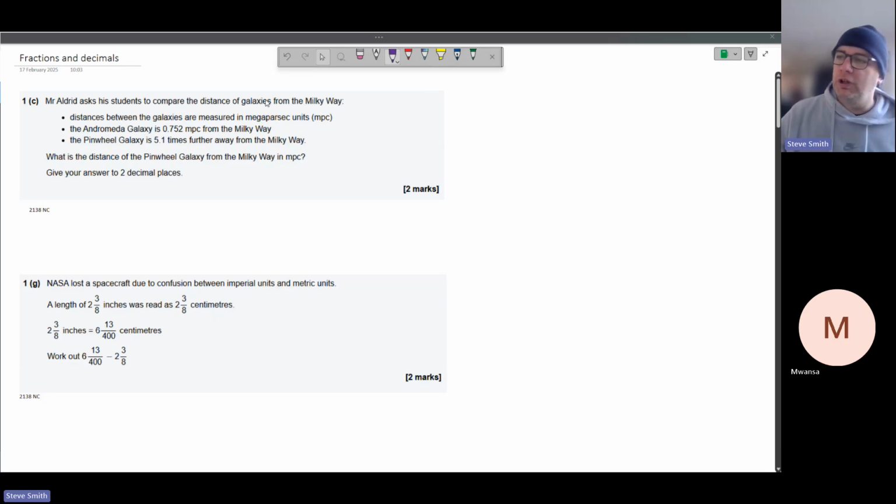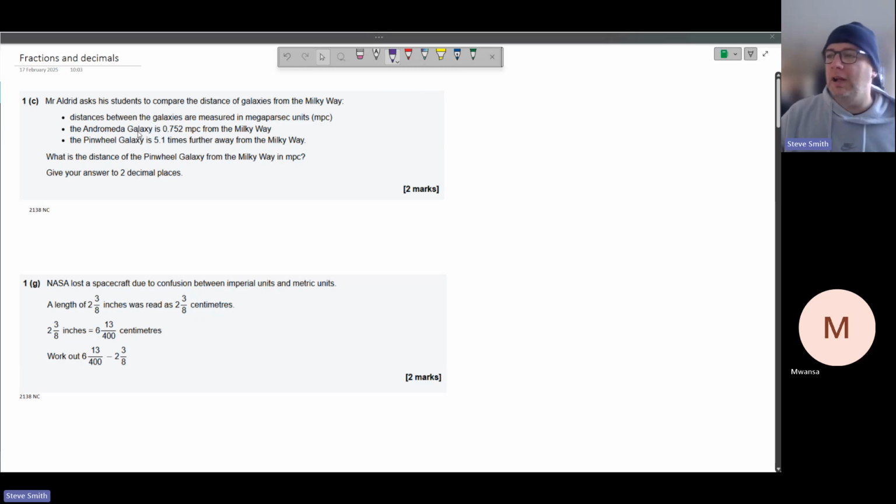Because for starters, I'm not interested in the Milky Way. Well, Milky Way, yeah, the sweets, but galaxies, actually, yeah. So maybe I am. Distance between the galaxies are measured in megaparsec units. So if I'm reading this question for the first time, that's probably already made me think this is going to be tricky because I don't know what that is.